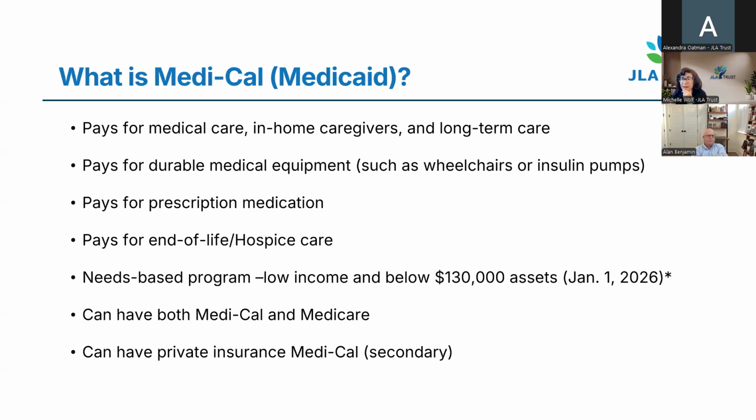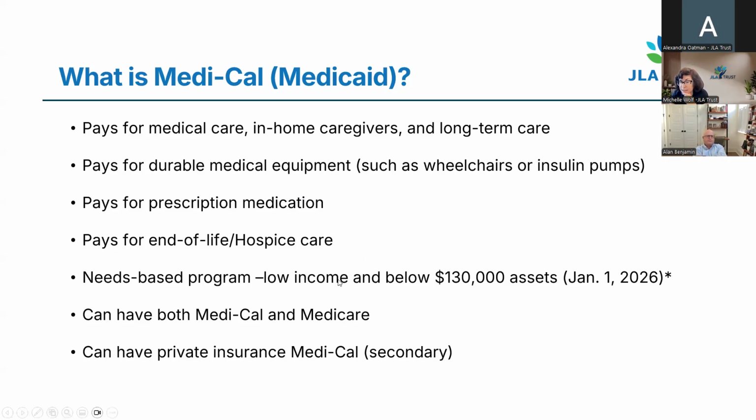Okay, moving on to Medi-Cal. Remember, that's California's Medicaid health insurance program. That pays for all kinds of health care: doctors, hospitals, in-home caregivers, durable equipment, especially if someone has diabetes. There's a lot of new equipment, pumps, sensors, all that kind of thing. Prescription medication as long as it's on the formulary, and hospice care if that's needed.